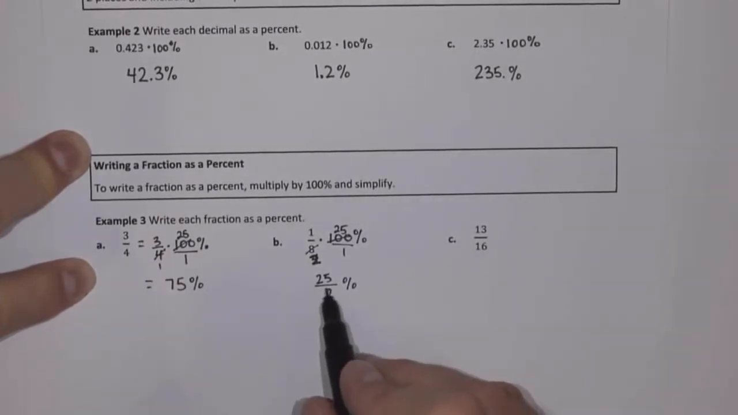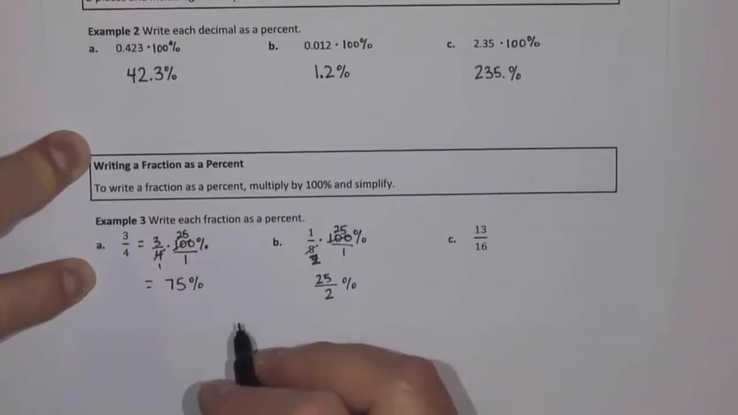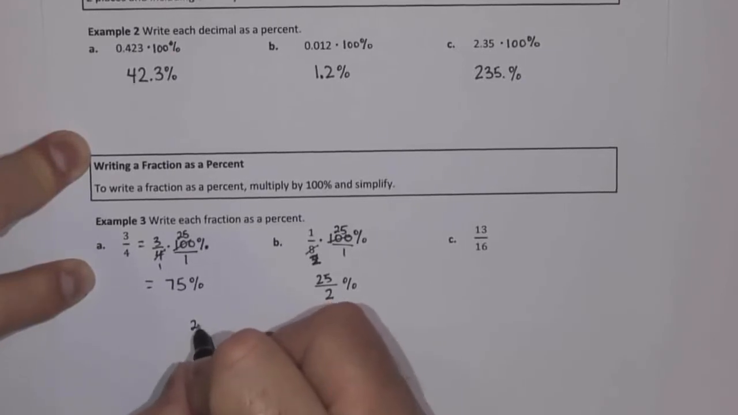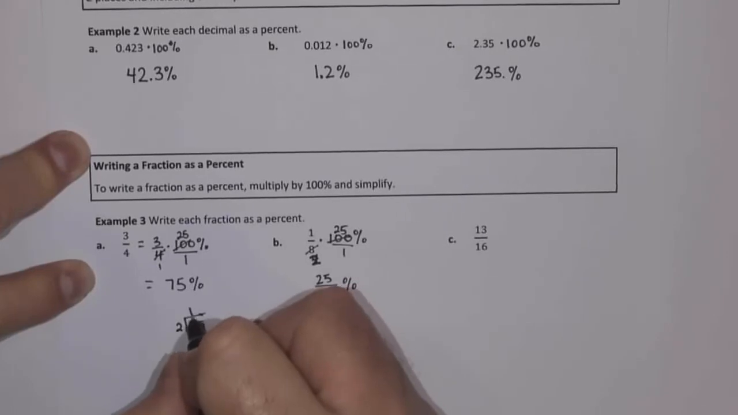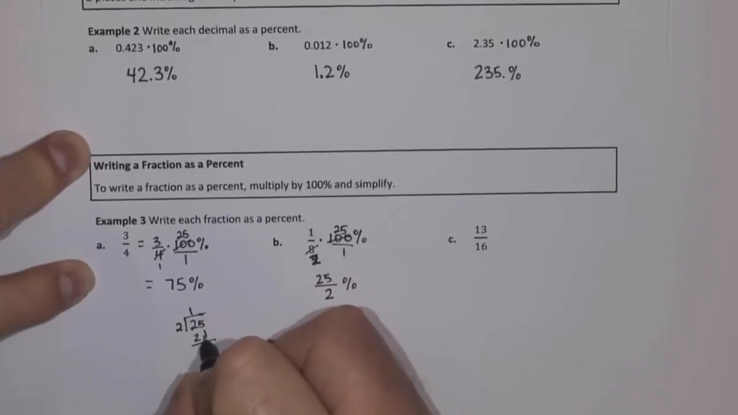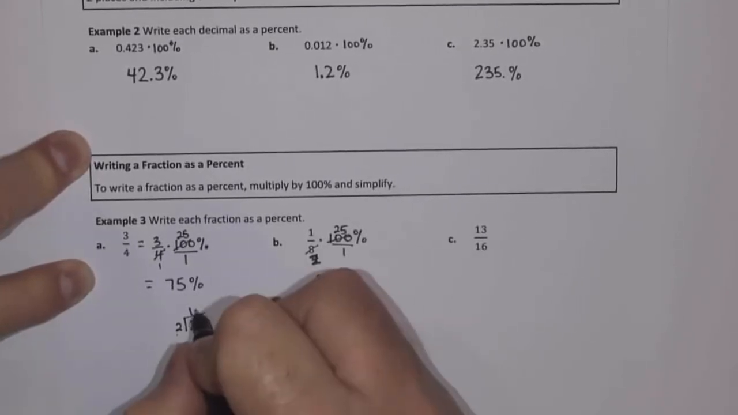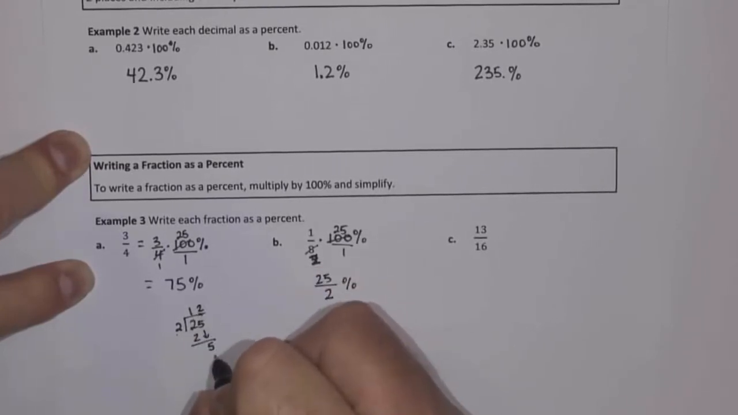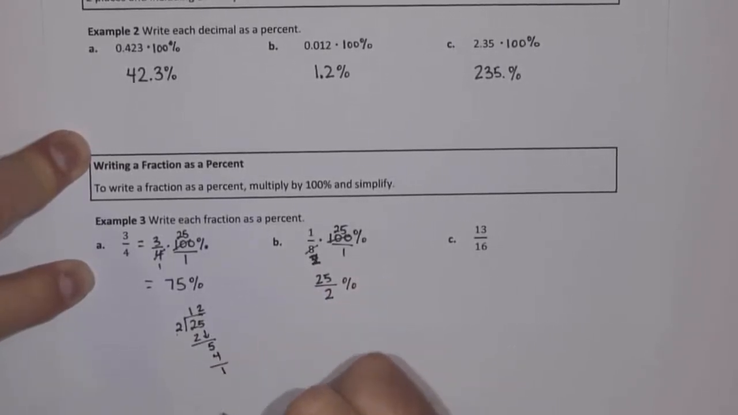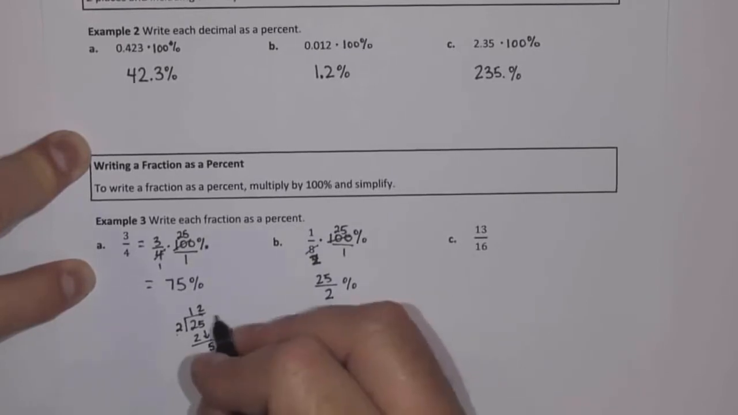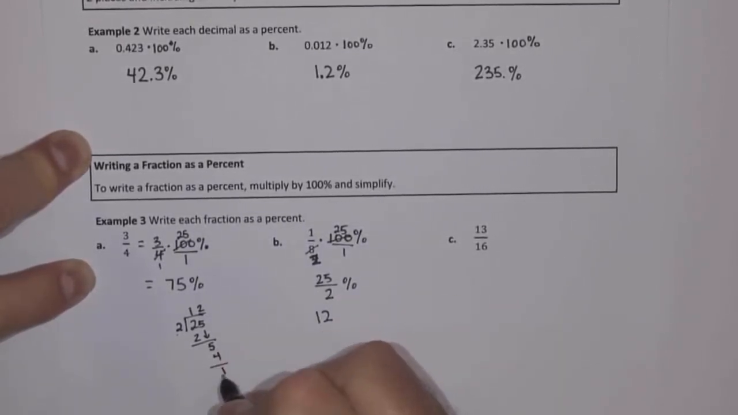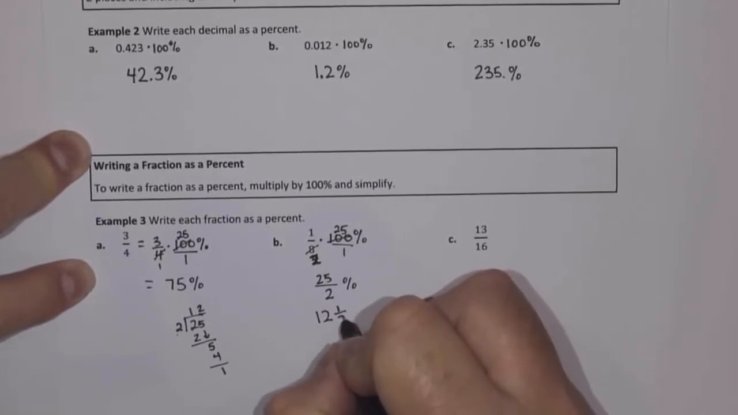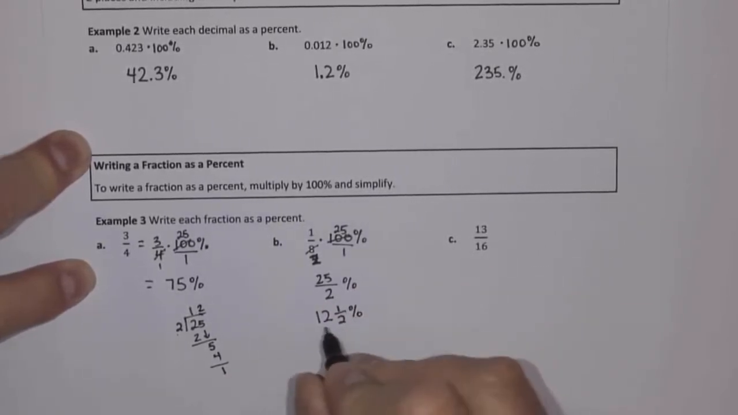Now if we were to divide 25 by 2, let's just do that over here on the side. 25 divided by 2, well, 2 goes into 2 once, drop down my 5. 2 goes into 5 twice, that's 4, and that leaves a remainder of 1. So this would be 12 with 1 remainder, and we put that 1 over the 2, so that would be 1/2. So this would be 12 1/2%.